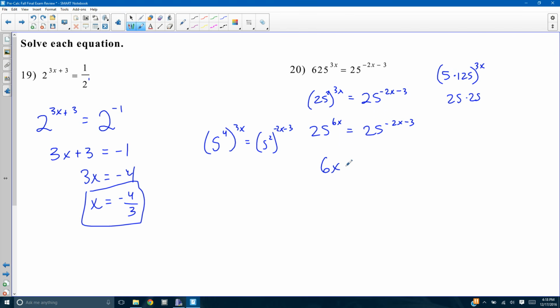6x is equal to negative 2x minus 3. Add 2x to both sides. Divide by 8. We get negative 3/8. The exact value for that is negative 0.375.